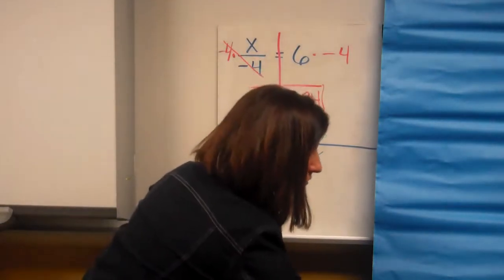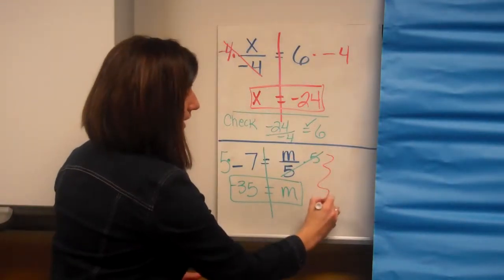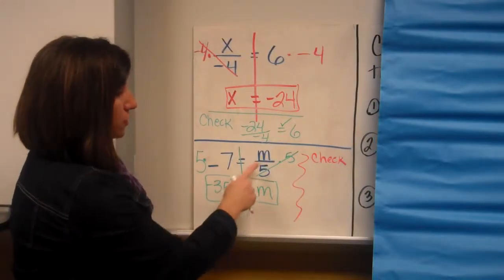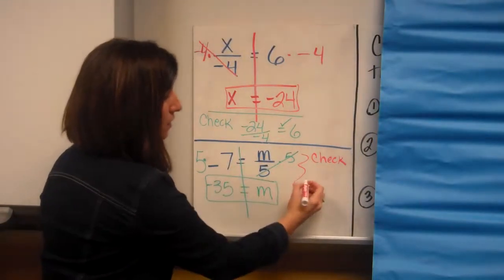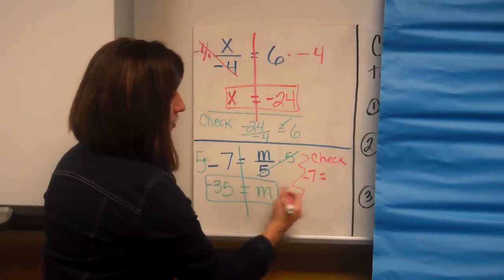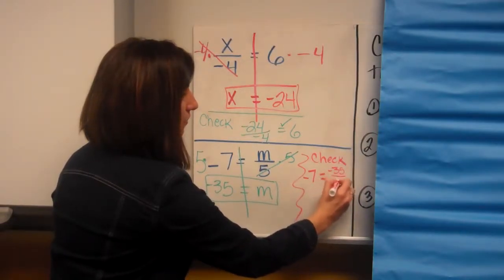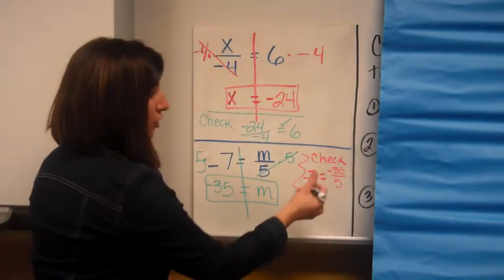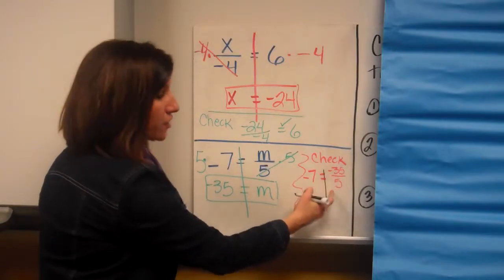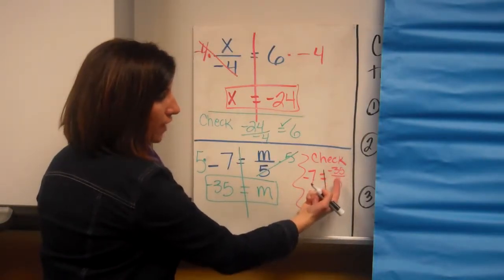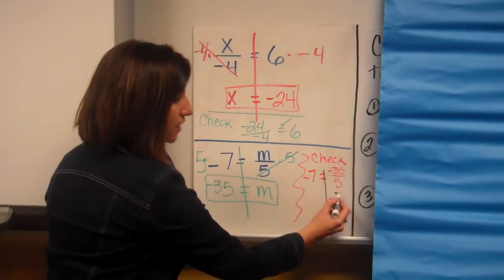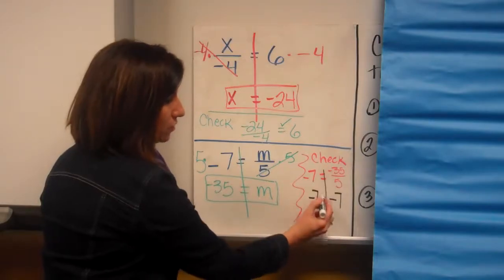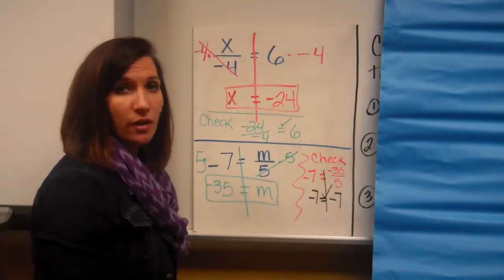Now let's check it. On this side, I'm going to check it. With my check, I need to substitute in this negative 35 for the m. So negative 7 is equal to negative 35 divided by 5. Go through the same steps. Draw your wall in and solve this side to make sure it equals this side. Negative 35 divided by 5 gives us negative 7. This side stays negative 7, and I know both sides are equal, and therefore I know my solution is correct.